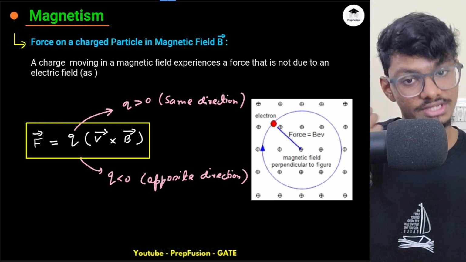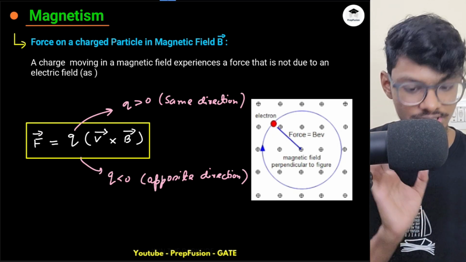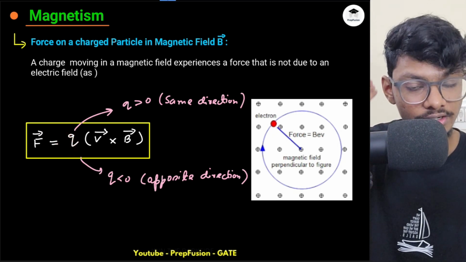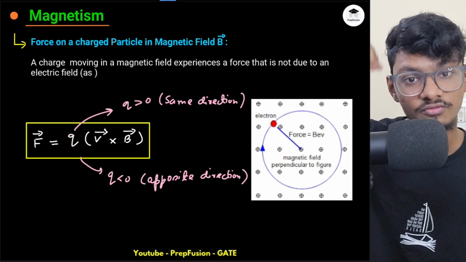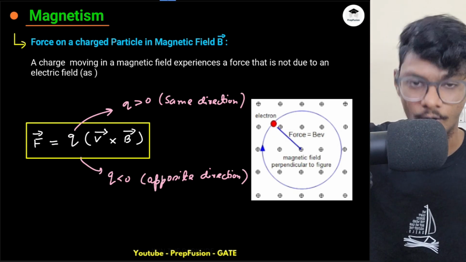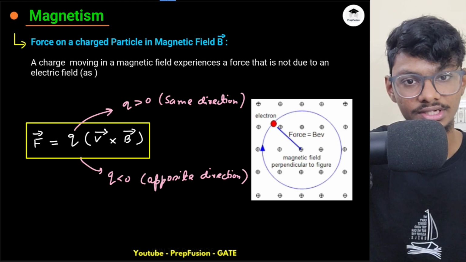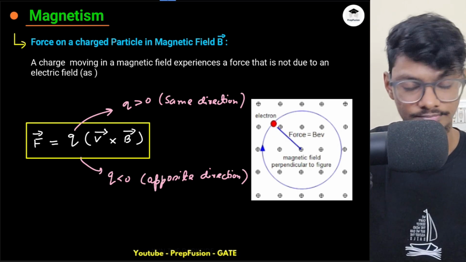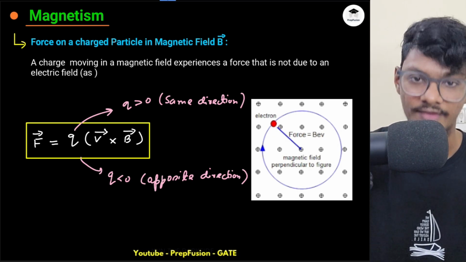Where do you get confused? In electrons, because electrons have negative charge, and here you write Q, but you forget to write the negative sign. Instead of the direction being west, it should be east, and you have made a mistake. In the options, both west and east will be there, and you will choose the wrong option. So you have to be careful.